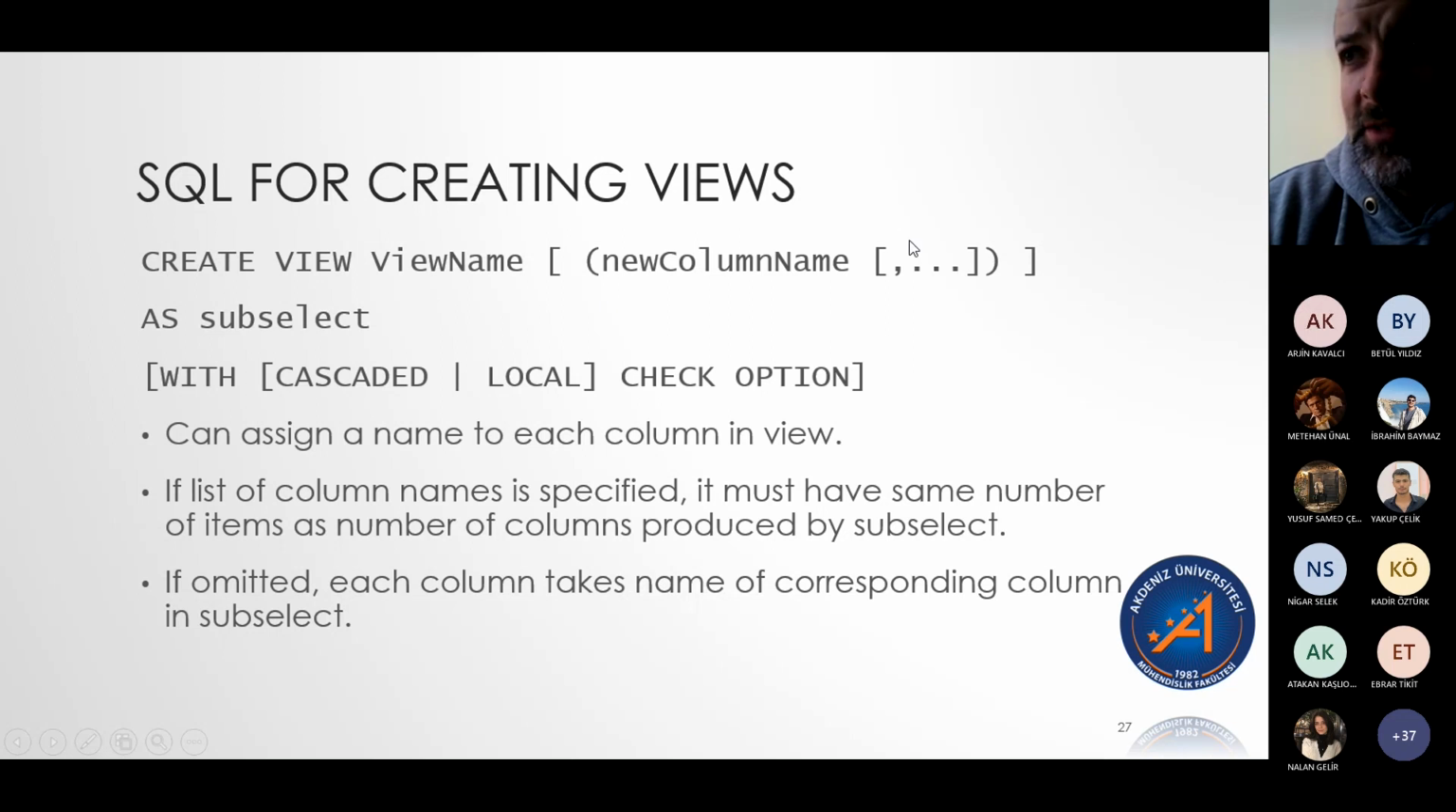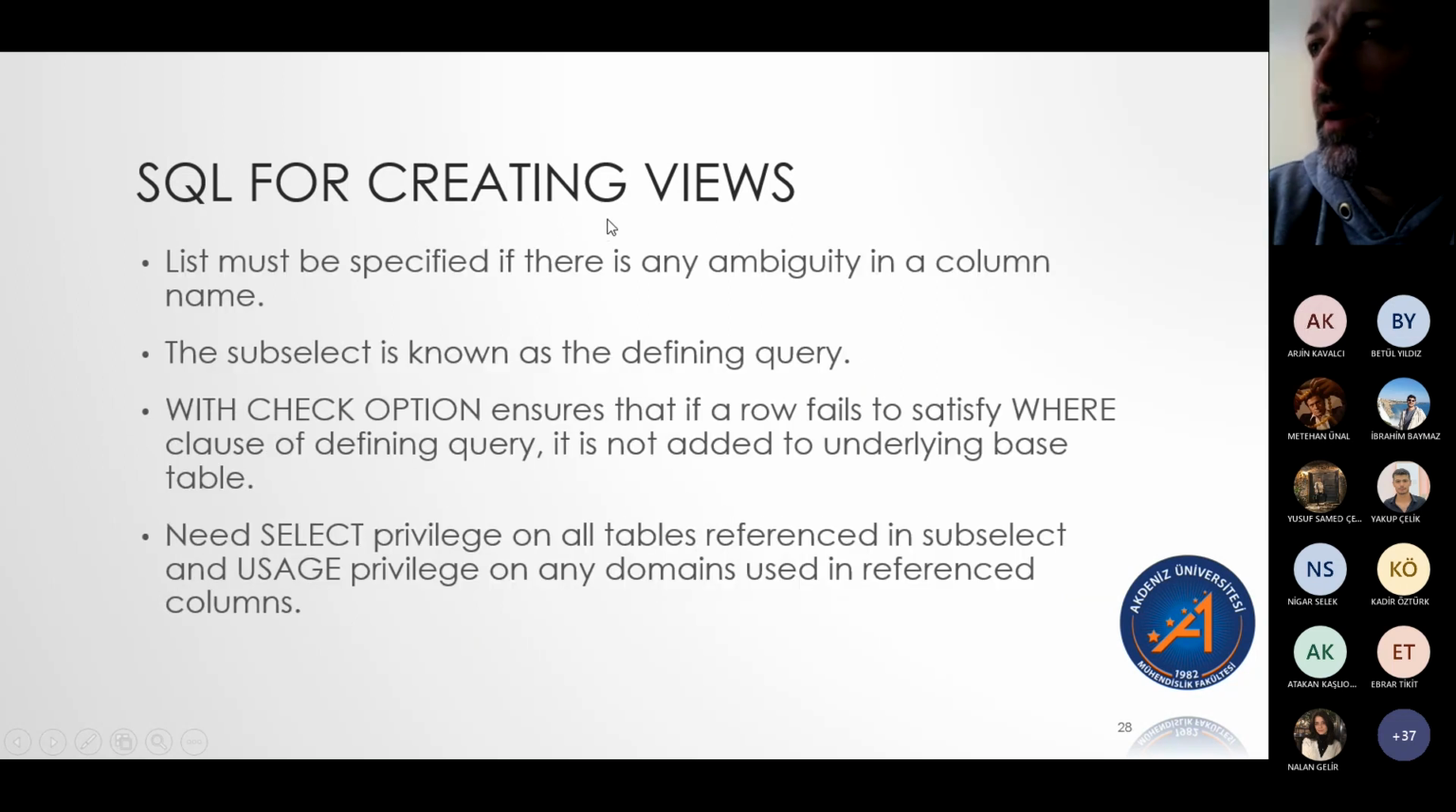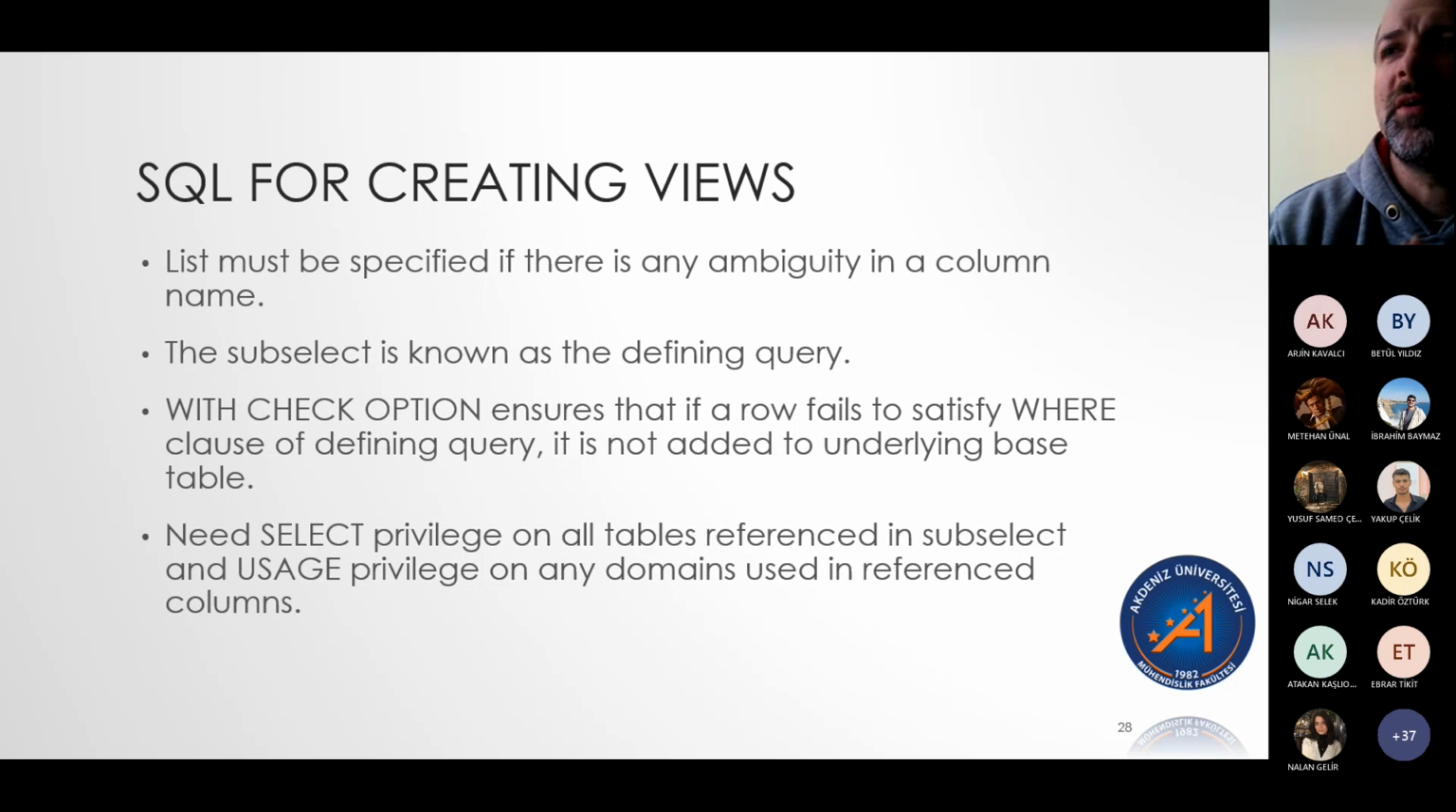Optional list of column names. If we include a column name list here, we must have a column for every column in the subselect and the select here. Okay. So it must have the same number of items as the columns produced. If we don't have a column list here, then each column takes whatever name of the corresponding column comes here. If there's any ambiguity in the column name, like if two columns have the same name, we must give a column list to tell what the difference is between them.